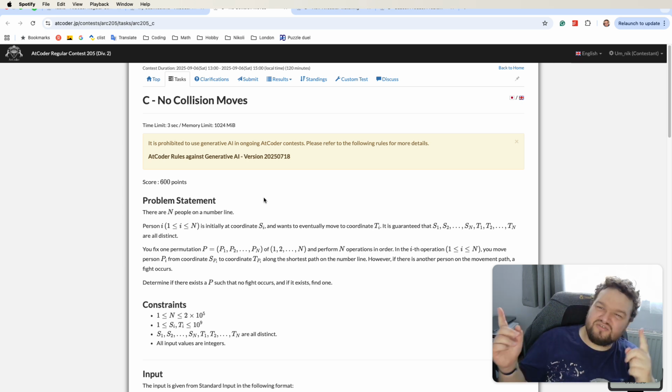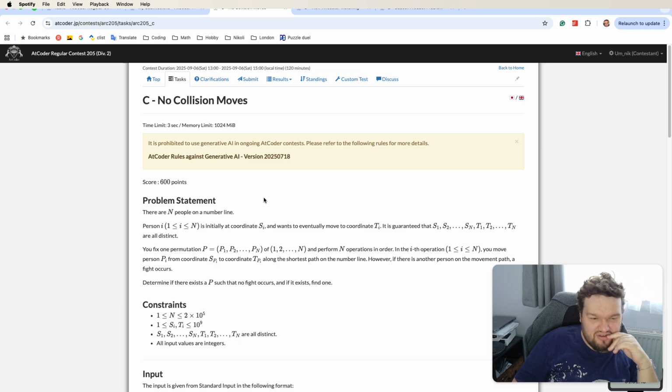So is it true that for all of those people, I just take them from right to left and send each one? Yeah, all of them want to move to the right.